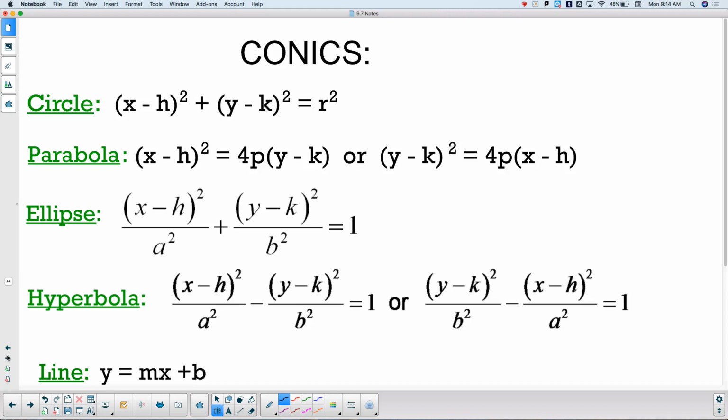What do you think the three ways to solve a quadratic system are? Graphing's one of them. What's another one? Elimination. What's another one? Substitution. Okay? So it's solved the same way, except now we've got those squared terms in there.